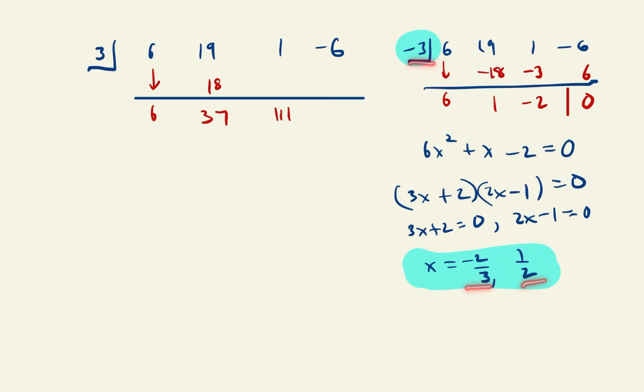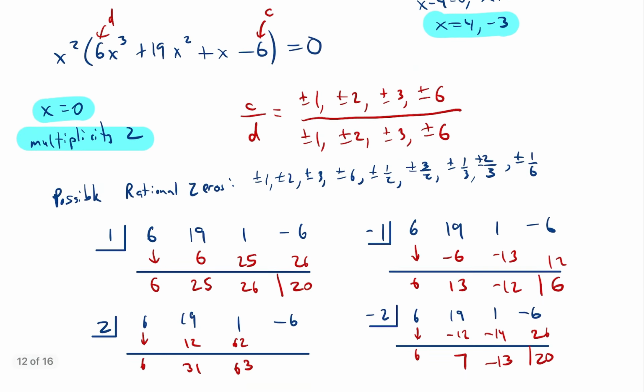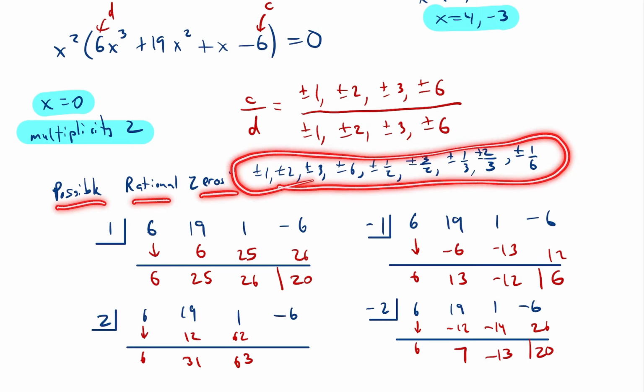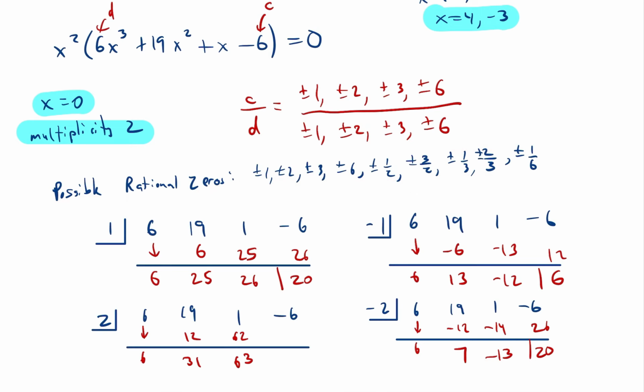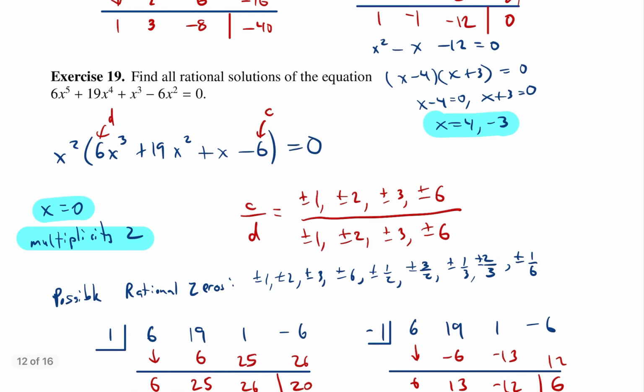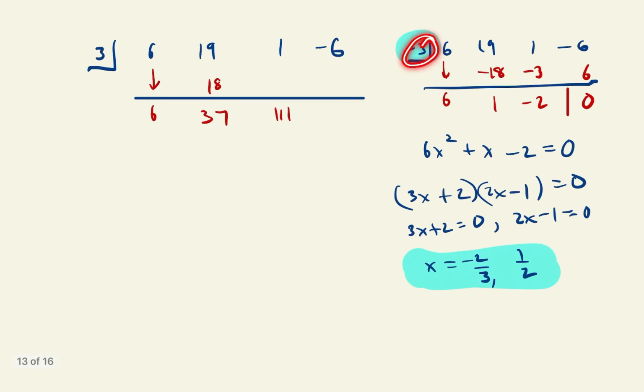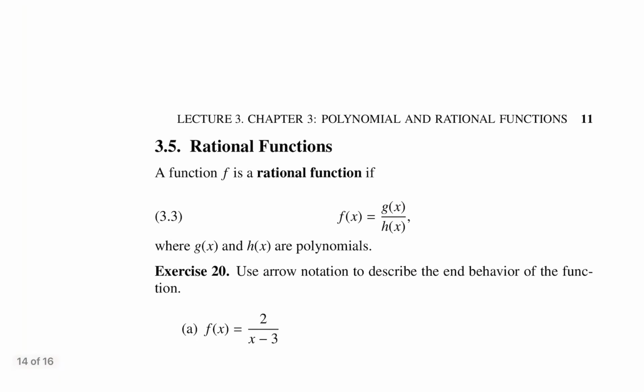So the three zeros are -3, -2/3, and 1/2. Notice that the three zeros are part of the possible rational zeros. They're in this list of values. All right, so that's what they wanted us to do, to find all rational solutions, of which we know there are 5, 2 here, and 3.